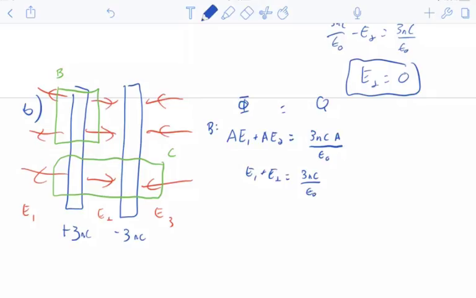Cool. For box C, it should be AE1 plus, because it's leaving on the left-hand side, minus AE3. It's minus because it's going in on the right-hand side. And that's equal to, and the total charge enclosed is 0. Hooray! That's weird. So as a result, E1 is equal to E3.